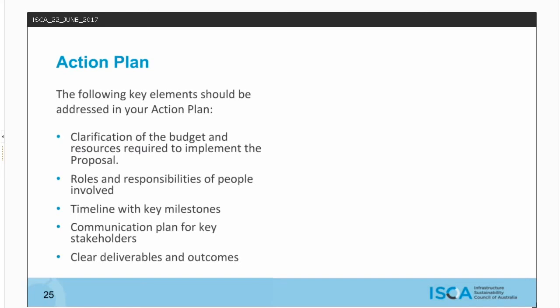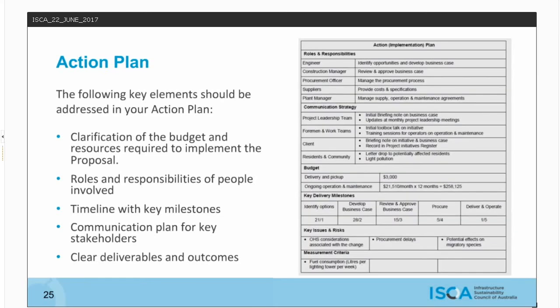So include the following key elements in your action plan: clarification of the budget and resources required to implement the proposal, the roles and responsibilities of people involved in implementation, timeline with key milestones associated with the implementation, a communication plan for key stakeholders that have been identified as being important to the delivery of the proposal, and clear deliverables and outcomes so that implementation progress can be monitored.